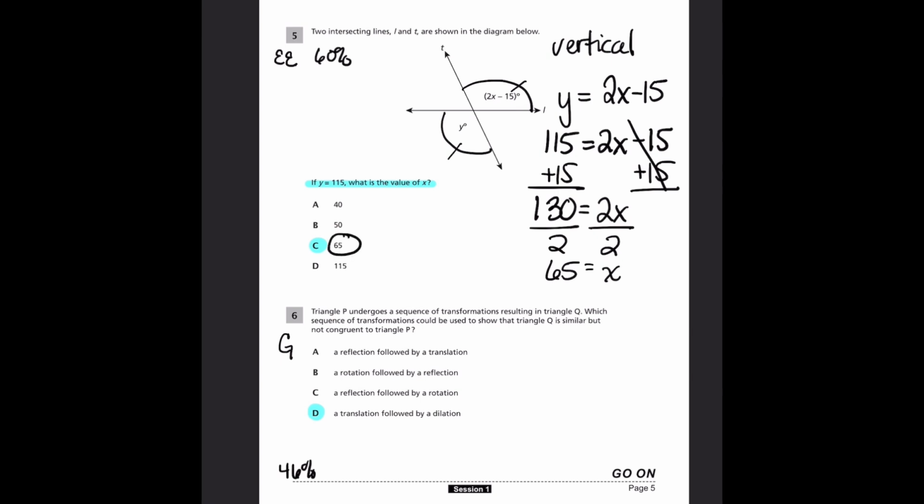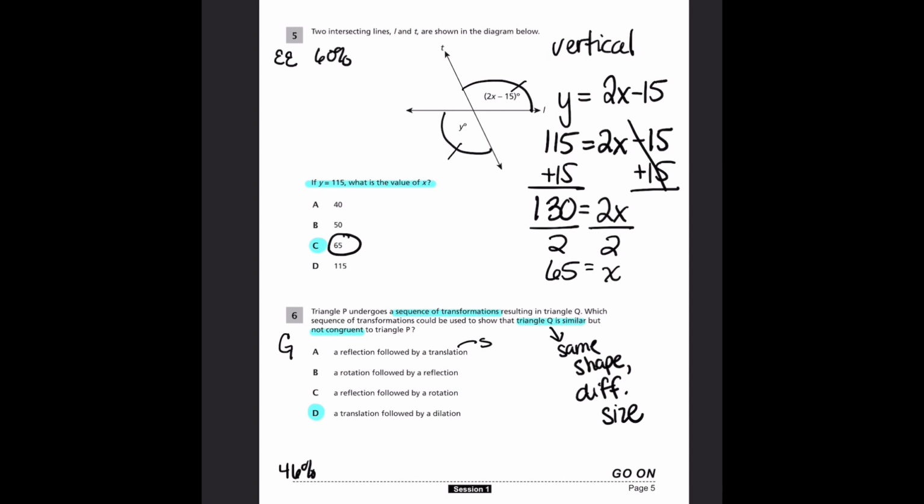Let's look at the next one. Triangle P undergoes a series of transformations resulting in triangle Q. Which sequence of transformations could be used to show that triangle Q is similar but not congruent? So similar tells me same shape, different size. Of these transformations, which of these will keep the shape but change the size?